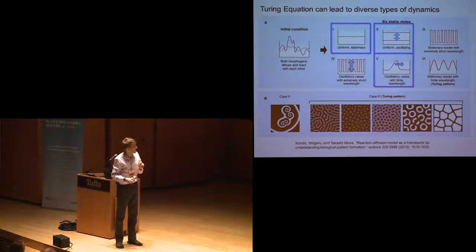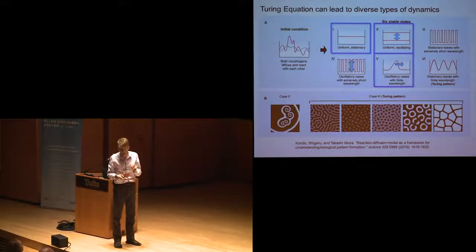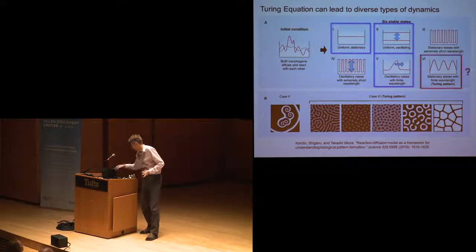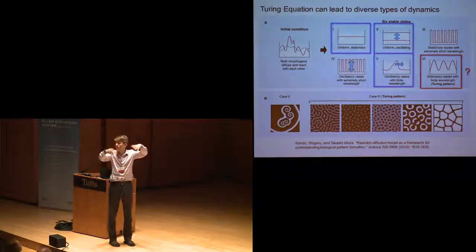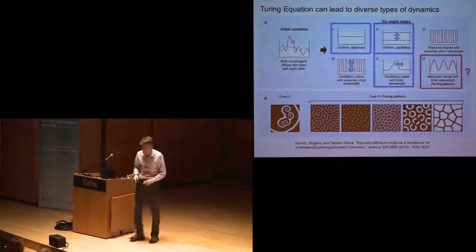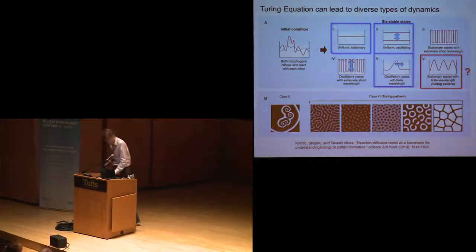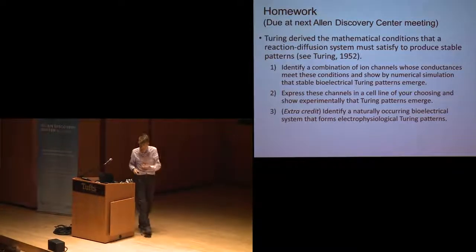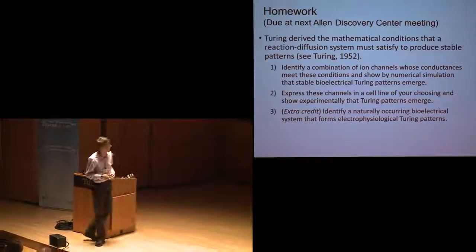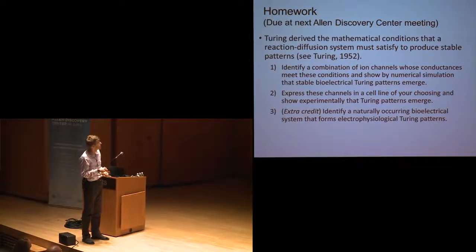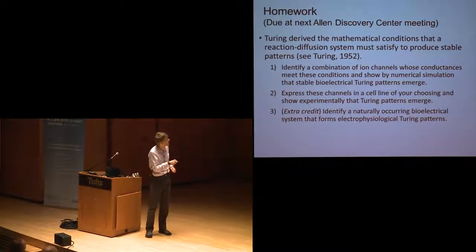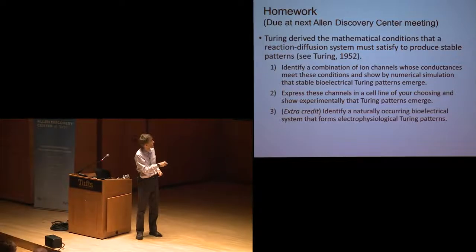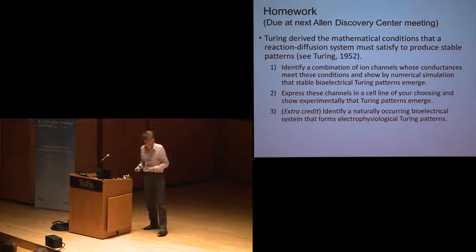I don't know, and I don't think that anybody knows, whether it's possible electrically to get class 6 over here, which are these patterns, which don't change in time, but have very interesting spatial structure. So I'm going to leave you with a homework exercise, which will be due at the next meeting of this Discovery Center, which is to identify a combination of ion channels whose conductances meet the conditions that Turing wrote down in 1952 for forming one of these stable patterns.